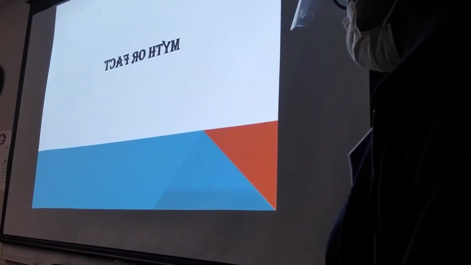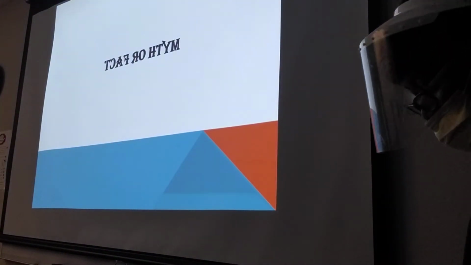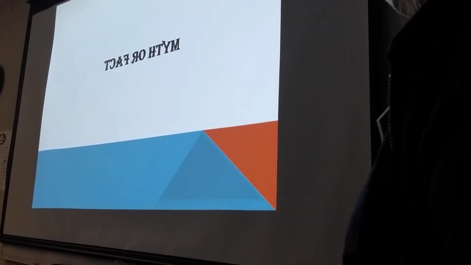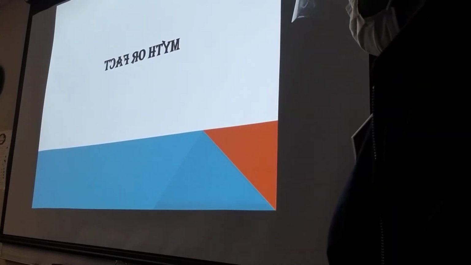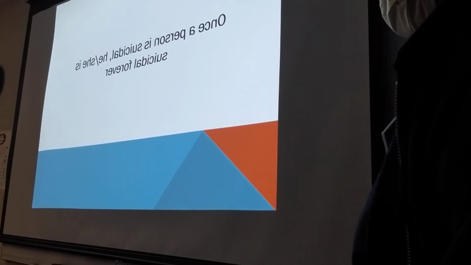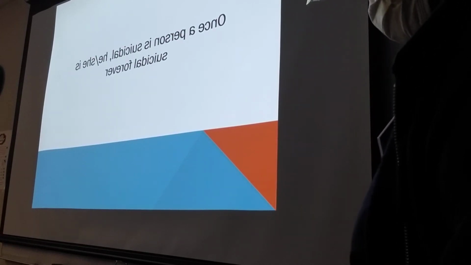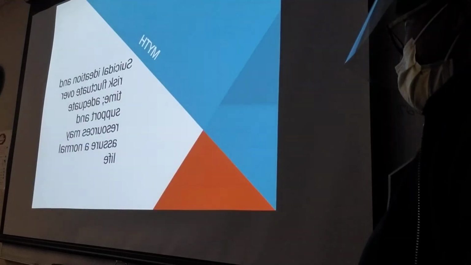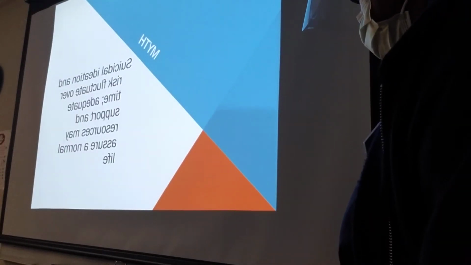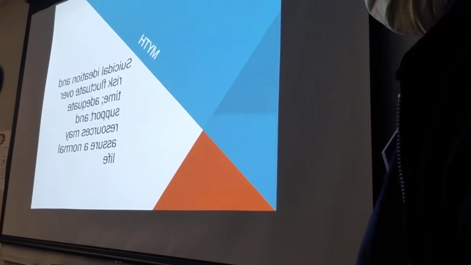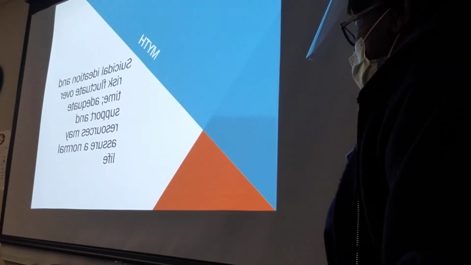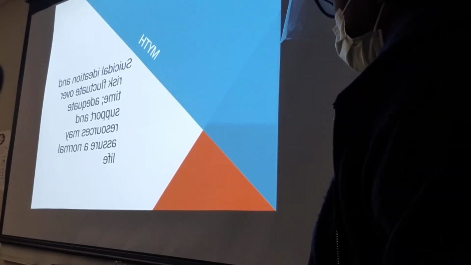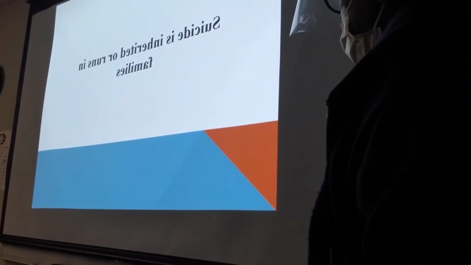All right, myth or fact? We've heard a couple of things. I'm going to bring a couple of these up here, and I want you to tell me whether you think it's a myth or a fact. Once a person is suicidal, he or she is suicidal forever. The truth is suicidal ideation and risk fluctuate over time. Adequate support and resources may assure a normal life. They've got to have that support and those resources.